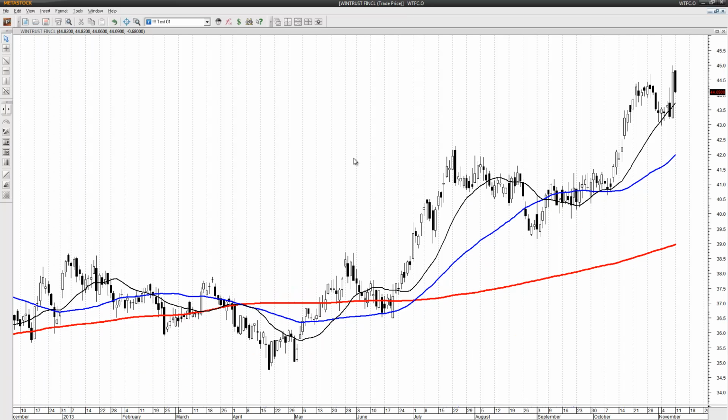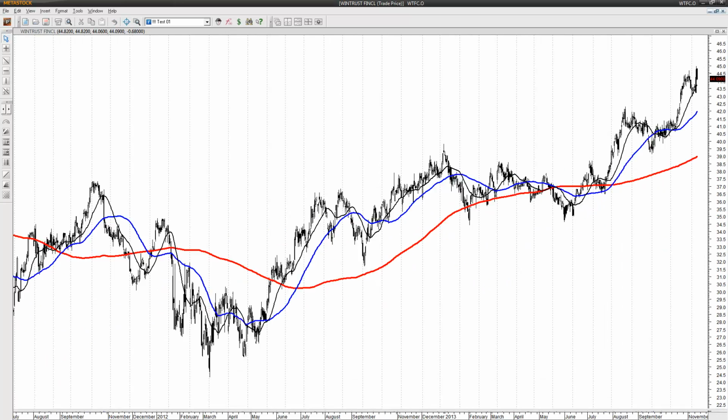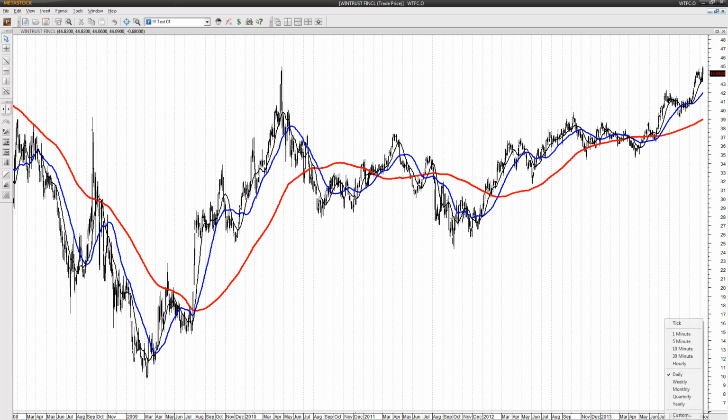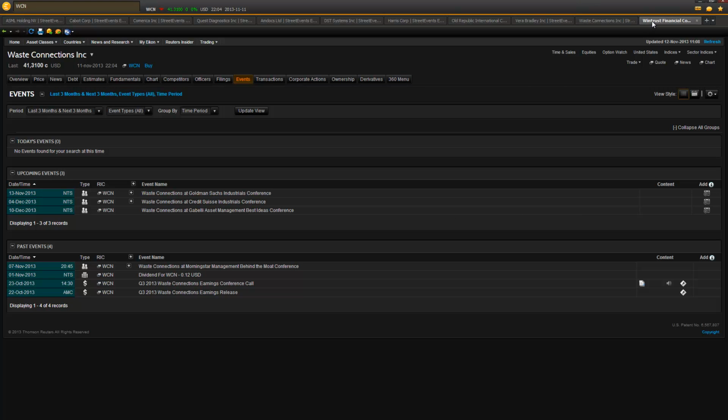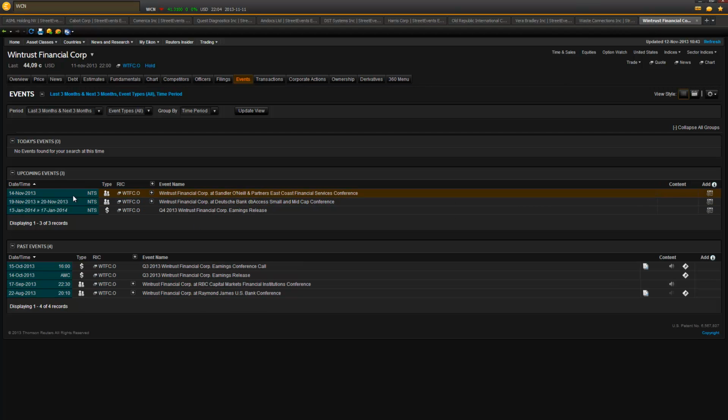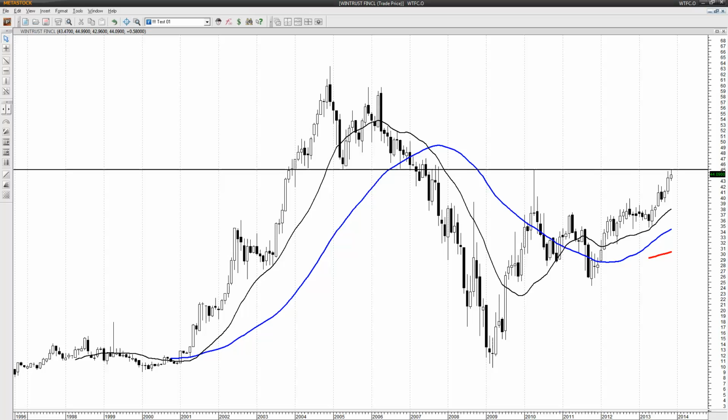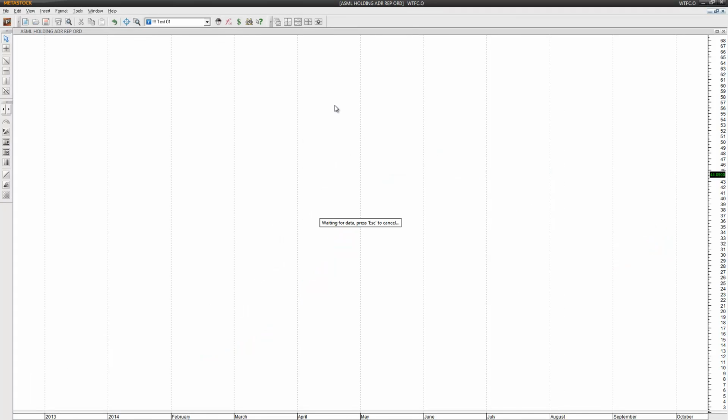Next chart is Wintrust Financial, WTFC. I'll go back in time. I have found this peak. I got the print at 44.93. That's the level I'm going to use. Any earnings? Nope.